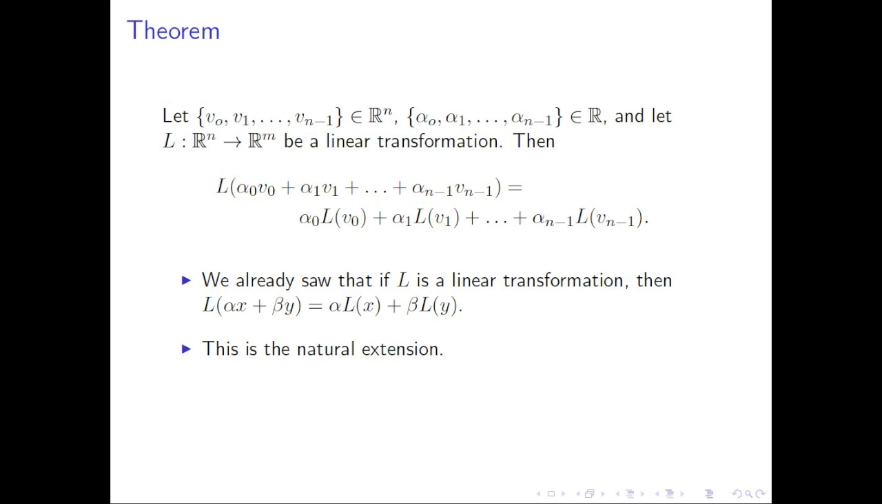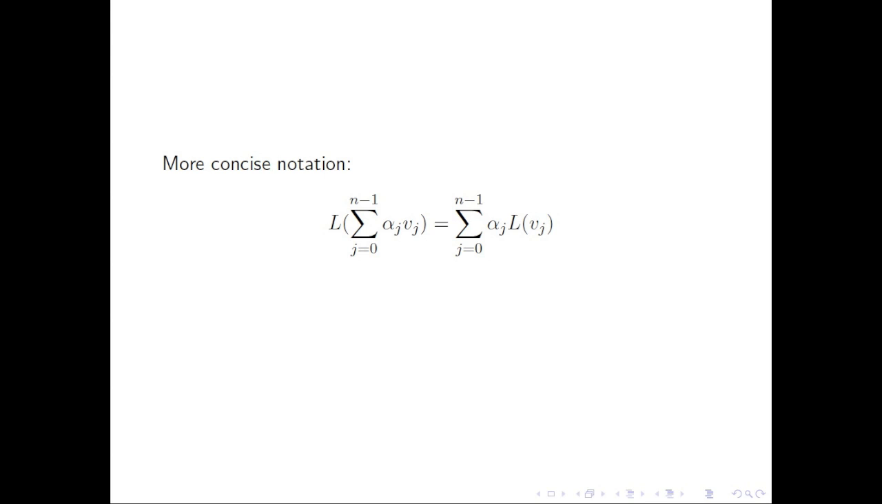First, a theorem. In a previous unit, we saw that the linear transformation applied to a linear combination of two vectors yields the same result as you get if you take the same linear combination of the transformed vectors. This theorem extends this to the linear combination of many vectors. It says that a linear transformation of a linear combination of n vectors is the same as that linear combination of the transformed vectors. We can write this more concisely with summation notation.